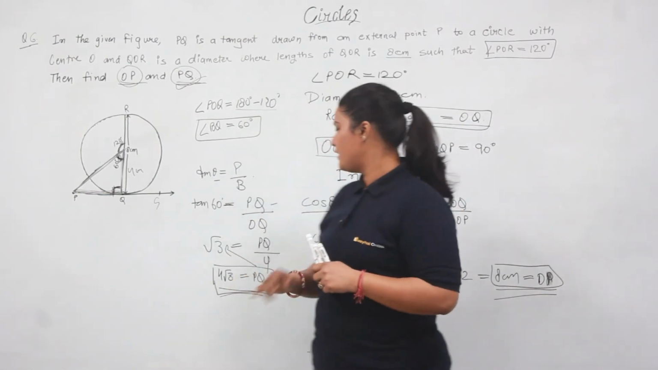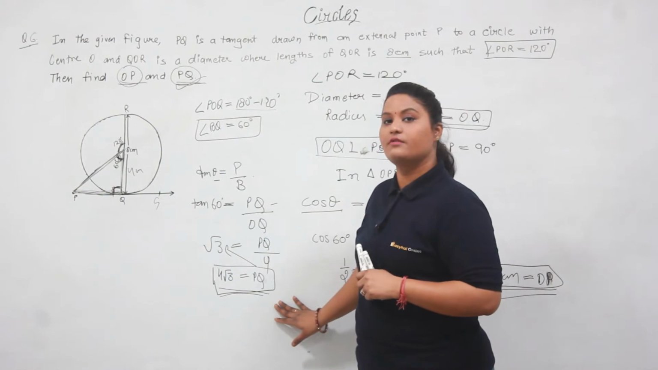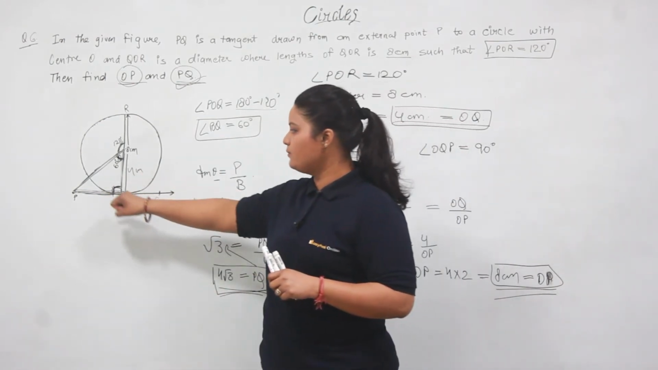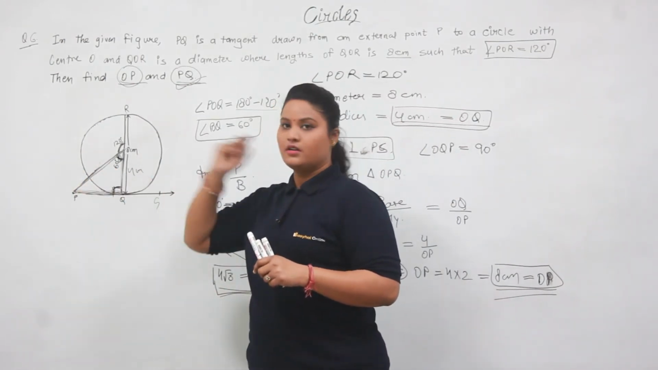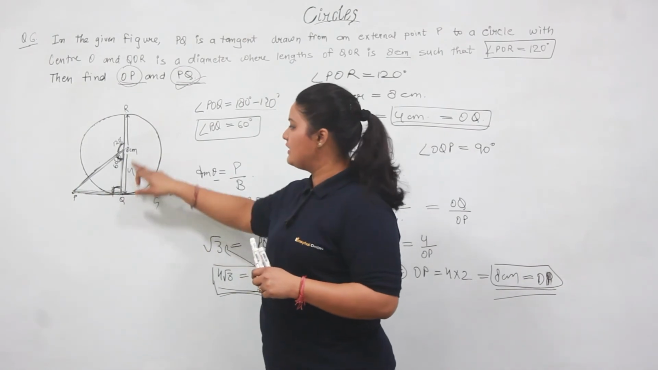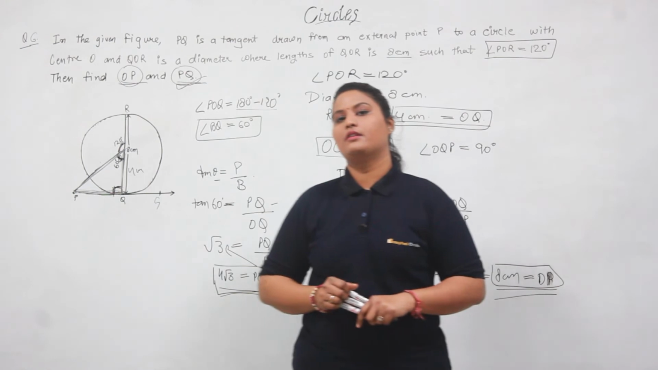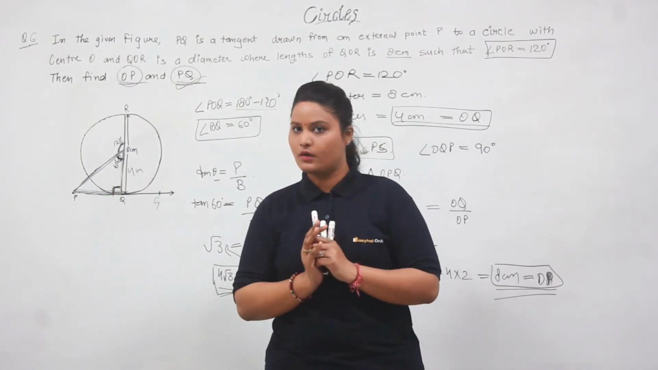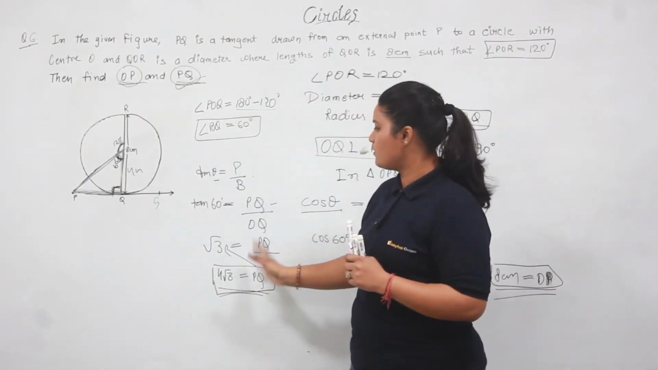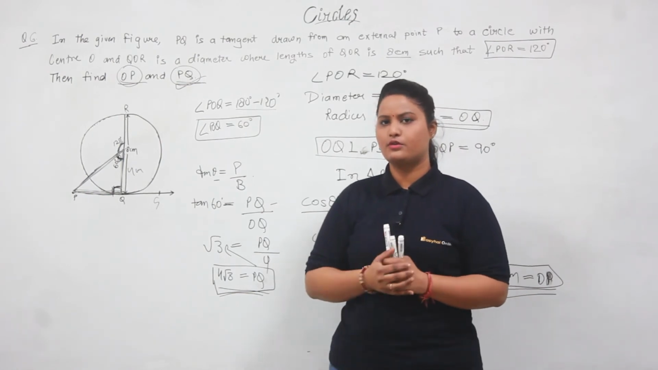Clear? It can also be found out by using the Pythagoras theorem, because now I have the length of the hypotenuse and the length of the base, so easily I can find out the length of the perpendicular by the Pythagoras theorem. So you can apply it and find out the value. You can do it on your own.